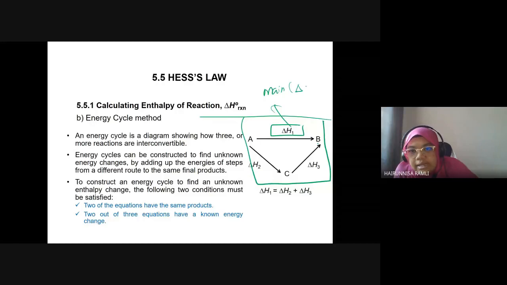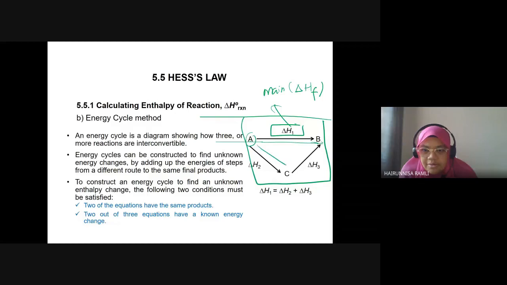Where this is enthalpy of formation. Let's say you move along the highway from A to B. You go straight and you get the value of delta H. But you can also take another route, a series of steps.